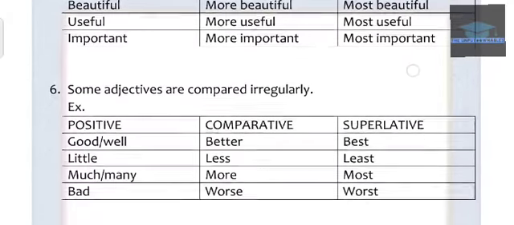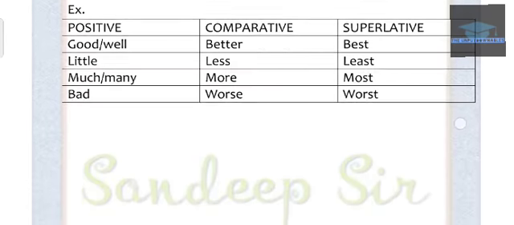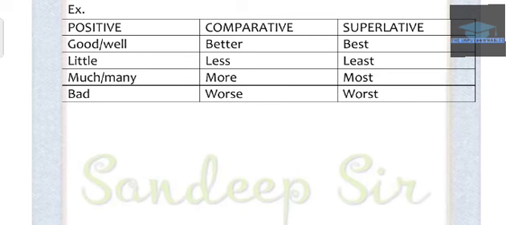Rule number 6. Some adjectives are compared irregularly, which means you will notice that we are not adding ER, EST or more, most, these kinds of words. We see a new word is formed here. So for example, the word is good or well in positive form. To make it comparative, we will change it to better, and for superlative degree we change it to best. So good becomes better and best. Similarly, little becomes less and least. Write the other examples also, children, in your copy.